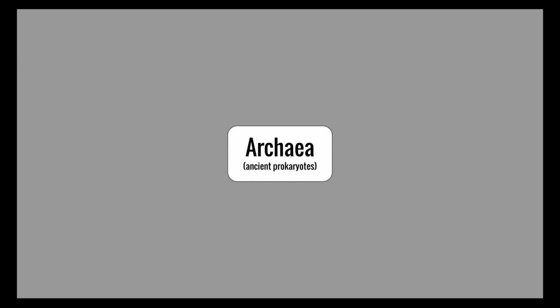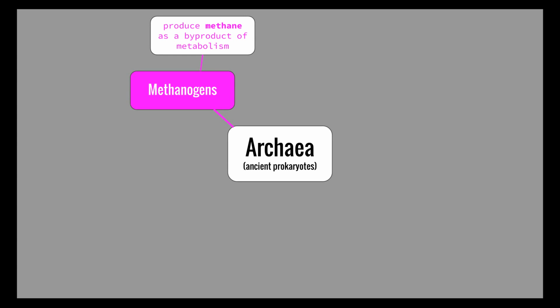So what we're going to do is have a look at the different groups of Archaea. As we know, they are ancient prokaryotes. The first one is the methanogens. From the name, we can see that they have something to do with methane. What these Archaea do is they produce methane as a byproduct of metabolism. So we produce carbon dioxide as a byproduct of metabolism, they produce methane. They're the largest group of Archaea, so there's more of them than any other group.